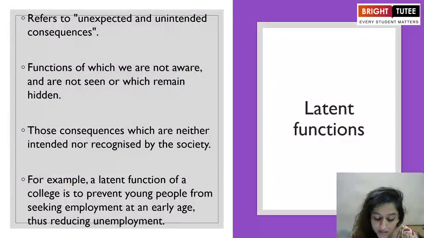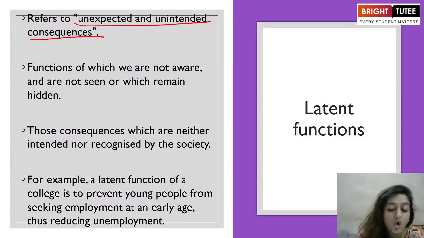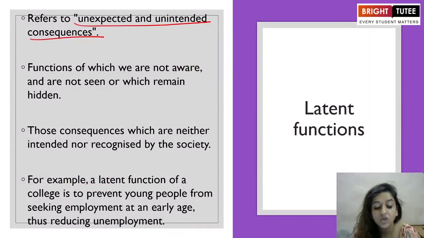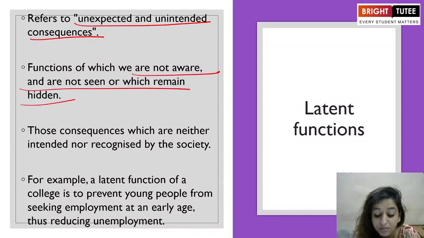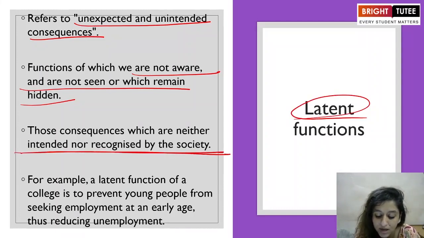Moving on to what are latent functions. Latent functions are unexpected and unintended consequences, something that is not expected and something that is not even intended. Functions of which we are obviously not aware, because they are unintended and are not seen, or which remain hidden. So all of these which remain hidden, which we are not aware of and cannot see, come under the latent functions. Those consequences are neither intended nor recognized by the society.